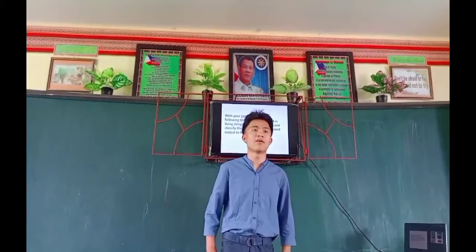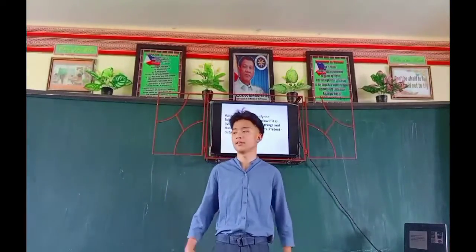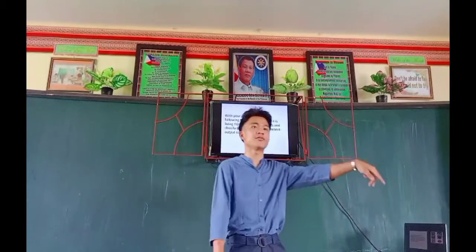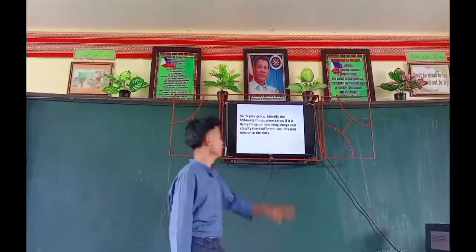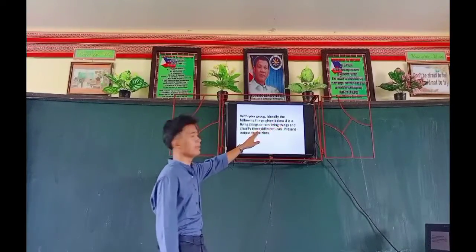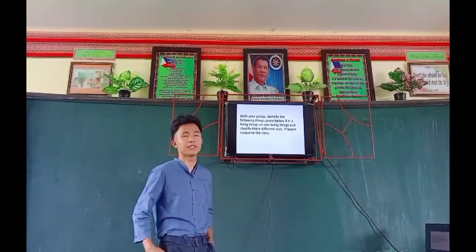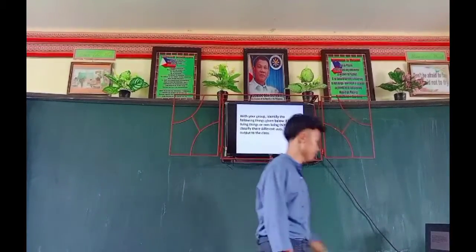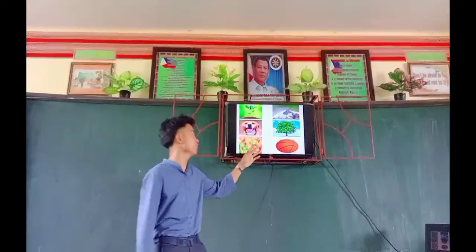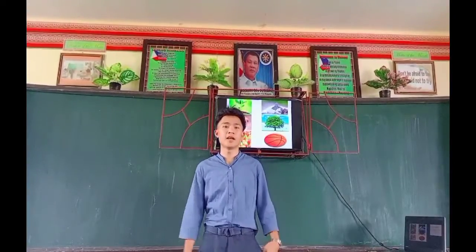So, as of now, I will group you into 4 and we will do some activities. Group 1 here, group 2 here, group 3 here, and group 4 there. With your group, identify the following things given below if it is living things or non-living things and classify their different uses. Present output to the class. Picture number 1, 2, 3, 4, and 6.